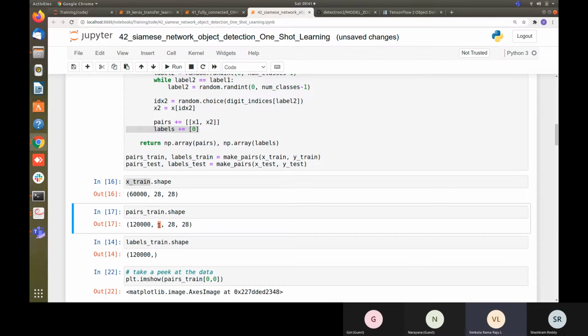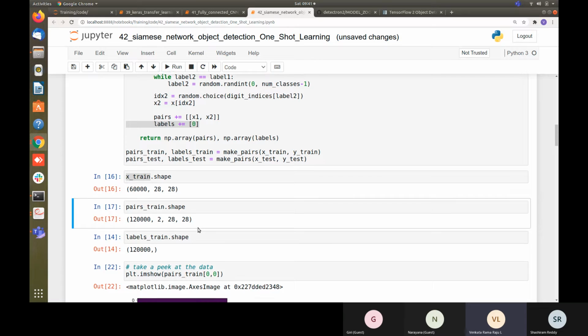So here there is a depth of 2. 28 by 28, depth 2. The first image is the anchor image. The first layer is the anchor layer, sorry, channel. The first channel is the anchor channel. The second channel is either positive or negative. Got it? The structure. Okay.